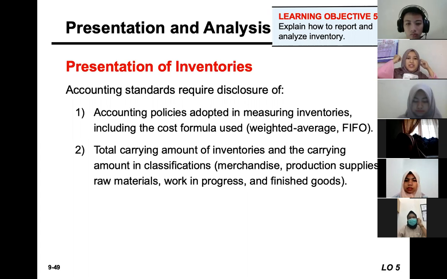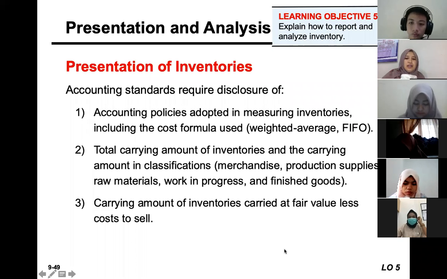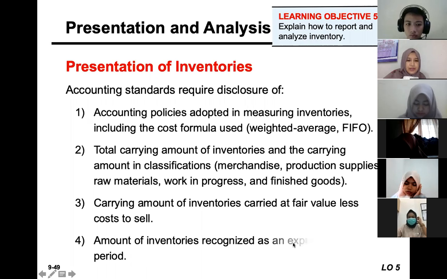And then what else to be disclosed is the total carrying amount of inventories and carrying amount in classifications. Yeah? Let's say if it is a manufacturing company, then they need to differentiate what is the amount of inventory for each category of raw materials, work in progress, and finished goods. Yeah? And then carrying amount of inventory is carried at fair value less cost to sell. This is the NRV. Yeah?